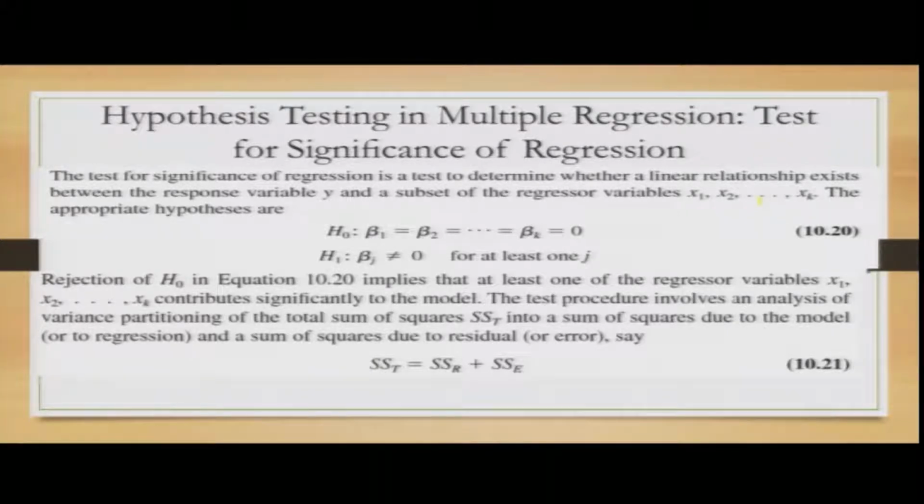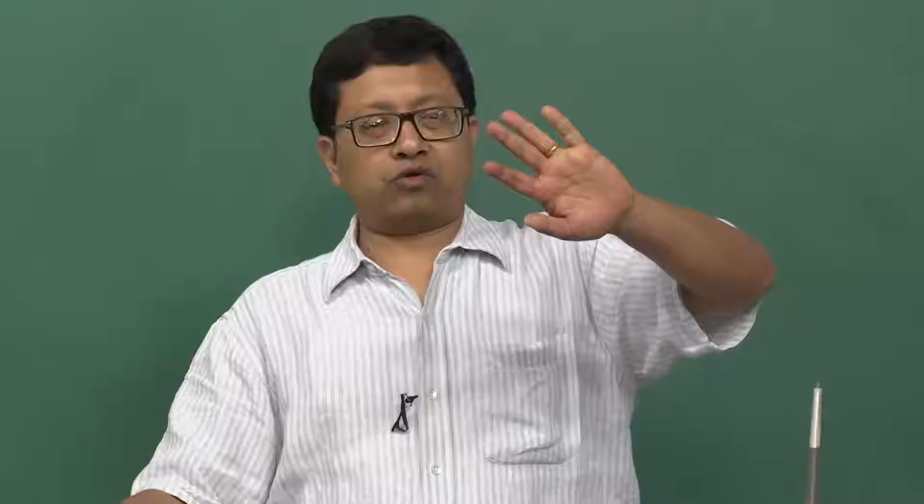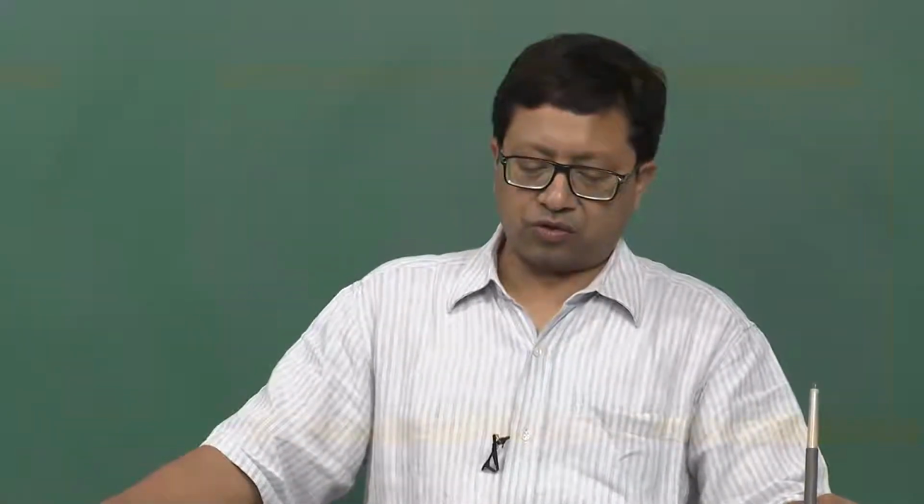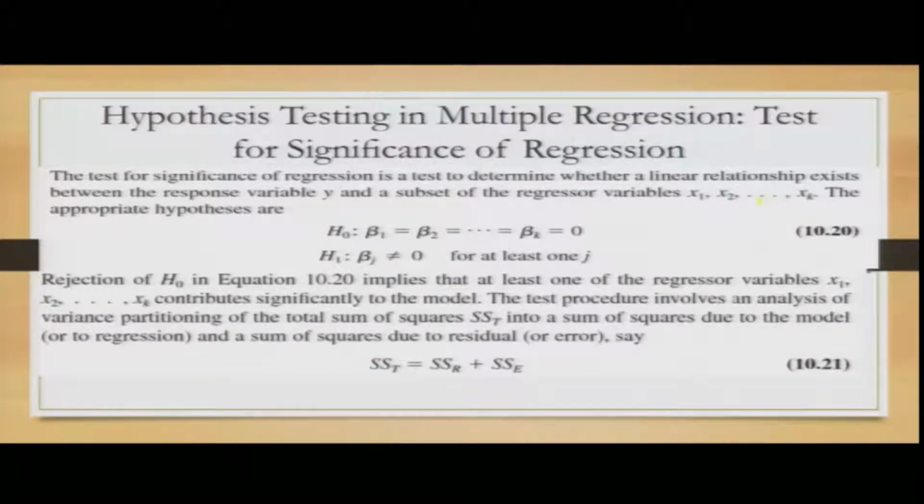Now, we want to do the hypothesis testing. Again, we are going to come back to the ANOVA table. So, the test of significance for regression is to determine whether a linear relationship exists between the response variable y and a subset of regression variables x1, x2 till xk.